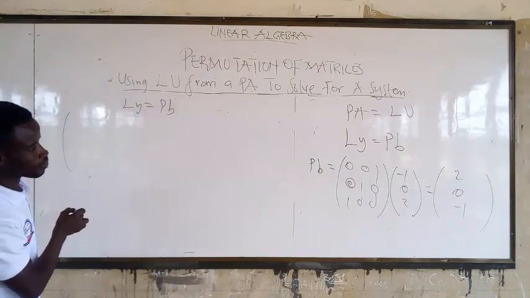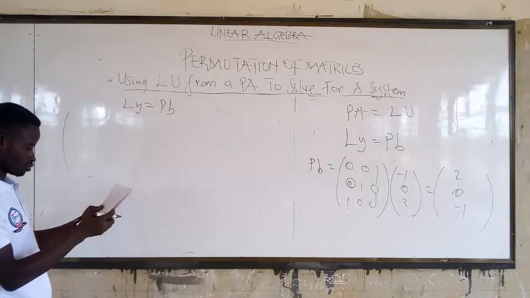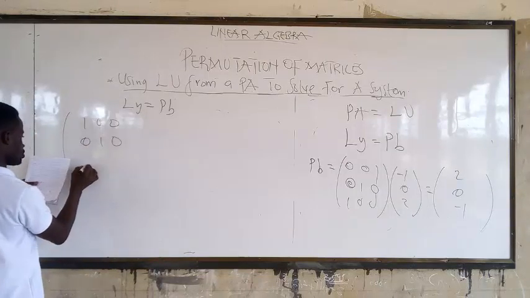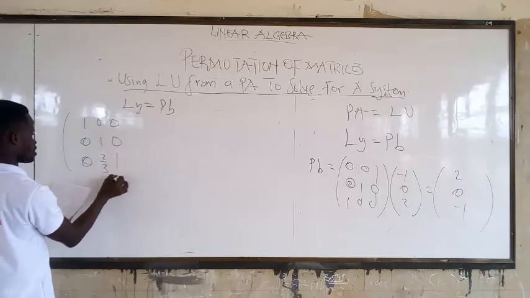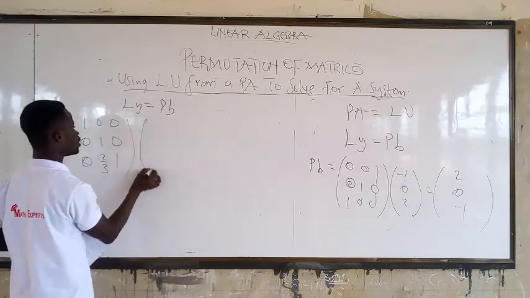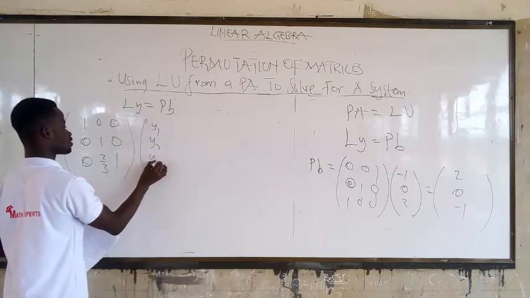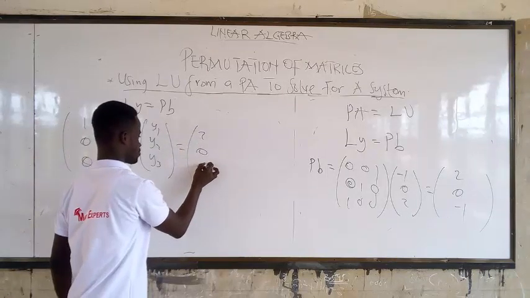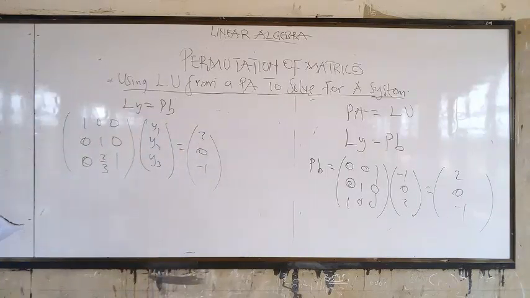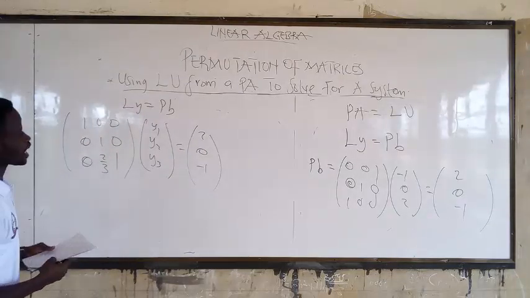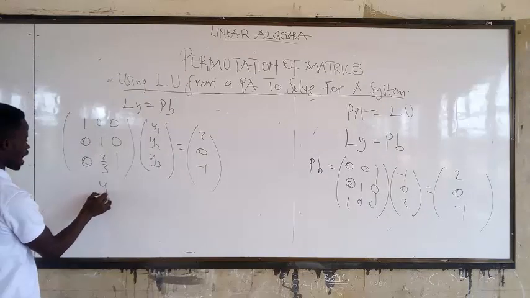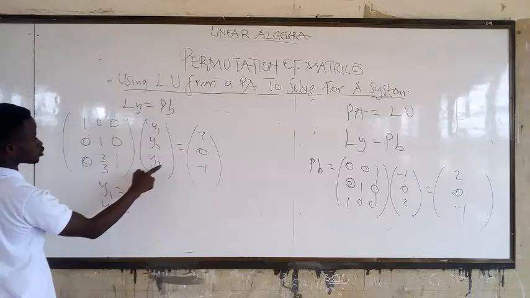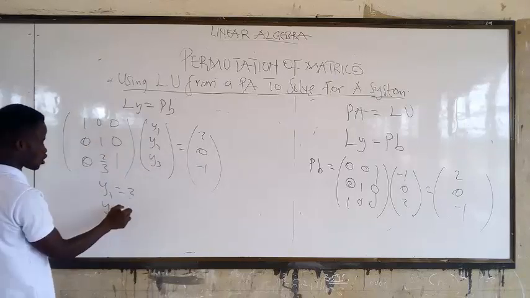So the lower is what? Okay, so the lower is 1, 0, 0, 0, 1, 0, 0, 2 over 3, 1. Is it long? It's not long. The understanding is the key. The concept, yes. I like the concept. Alright, so now, from here, we can now do our back substitution. So, Y1 will be equal to 2. Then, Y2 will be equal to, because here Y1 is 0, so Y2 is equal to 0.